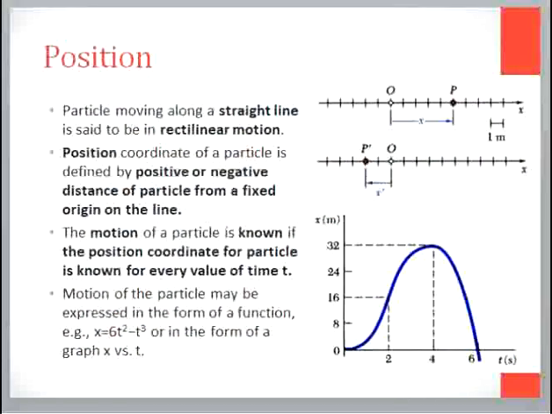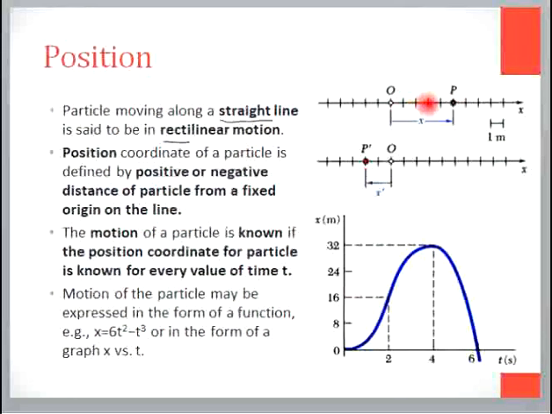So let's look for the first term, that is position. Position is related to distance and displacement because in motion, in dynamics, we need to know where the position of the particle is. A particle moving along a straight line is said to be rectilinear. So rectilinear means straight line. So you have coordinate. The position coordinate of a particle is defined by the positive or negative distance of the particle from a fixed origin on the line.